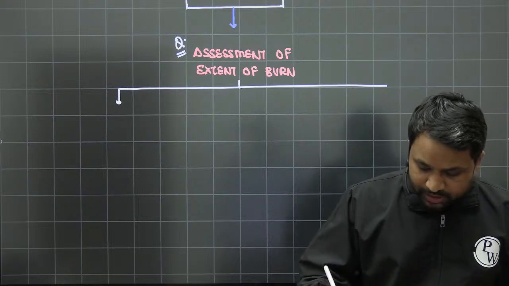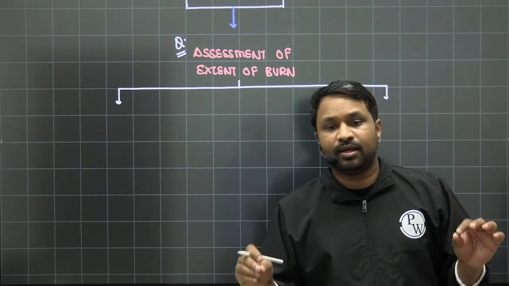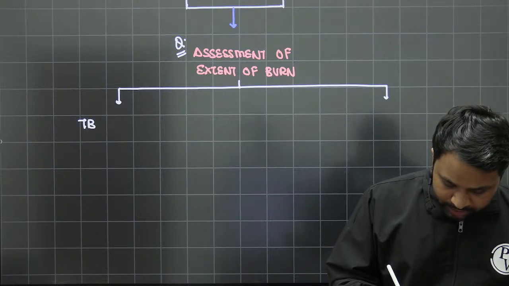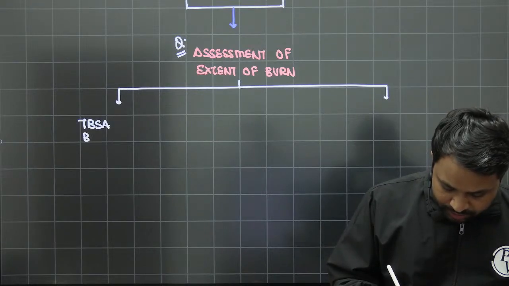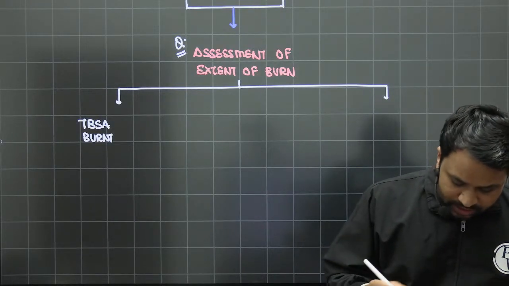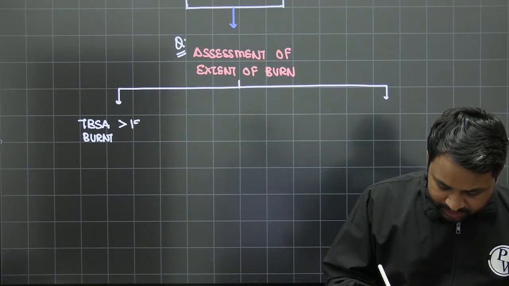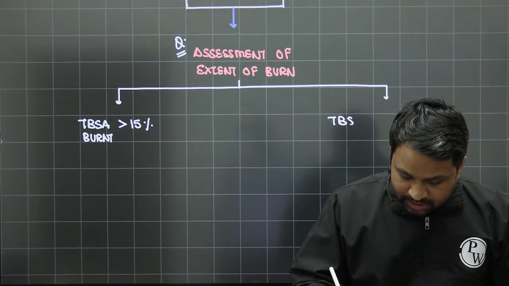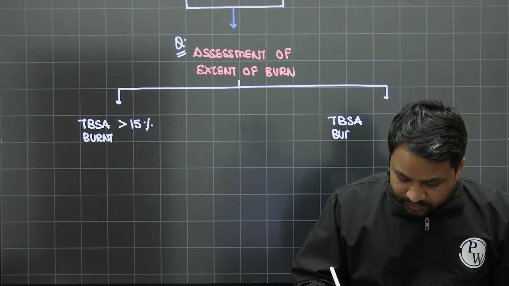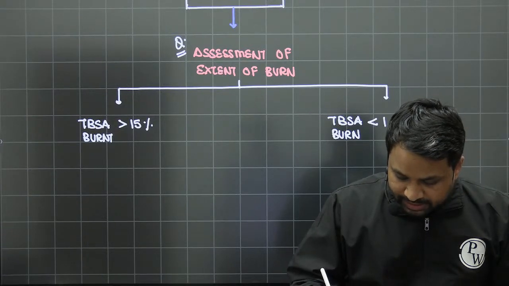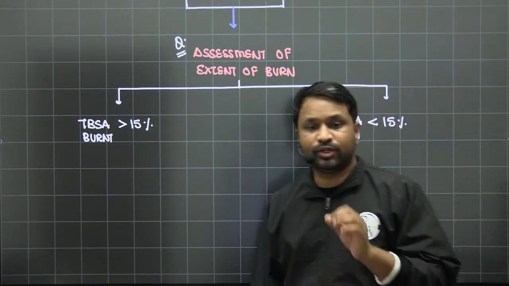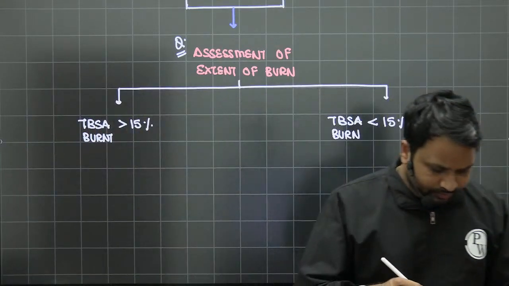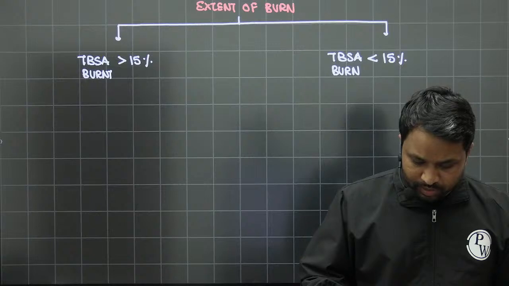That is what we call significant burn, right? What is the definition of a significant burn? It is based on the total body surface area burnt. If the total body surface area burnt is more than 15%, it is what we call a significant burn. If the total body surface area burnt is less than 15% of the total body surface area, this is what we call an insignificant burn.